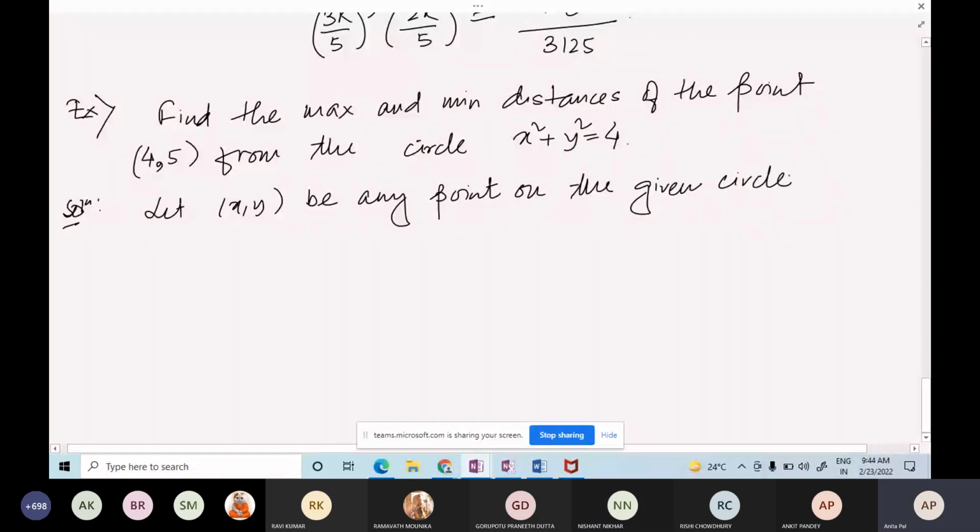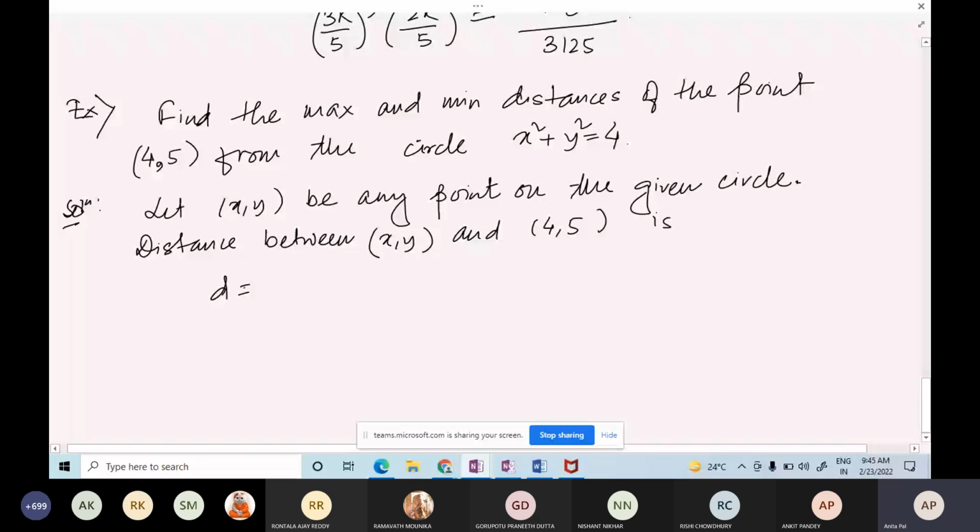So here what we are doing: let (x, y) be any point on the given circle. Okay, one circle is given. Now the distance between (x, y) and (4, 5), how do we write it? We have considered (x, y) as any point on the circle, and now we want to find the distance between (x, y) and (4, 5).